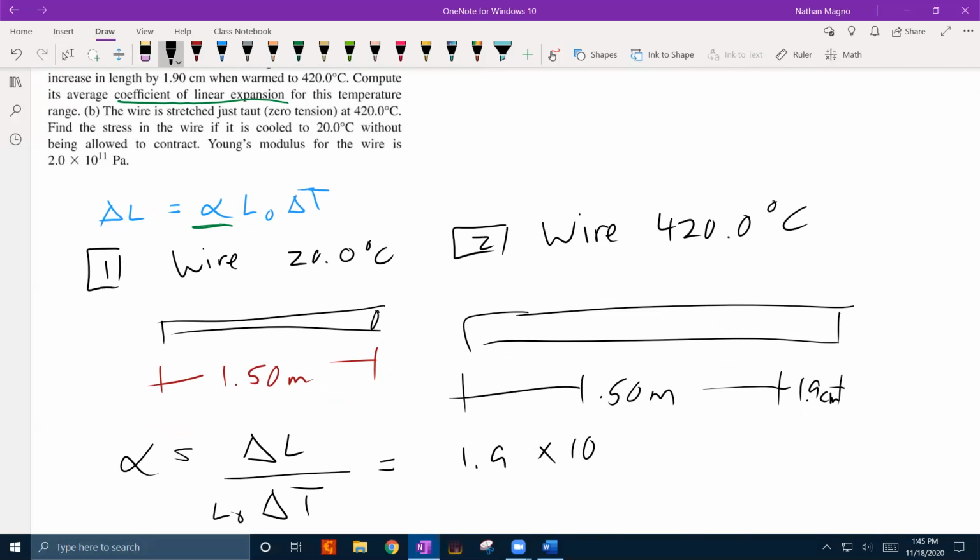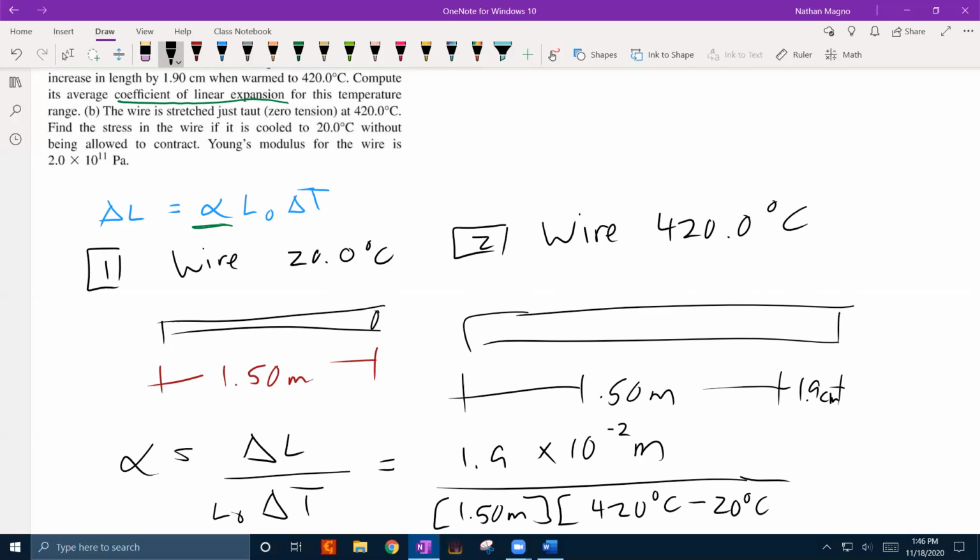1.9 times 10 to the negative 2 meters, over 1.50 meters, times your temperature change, so final minus initial in this case: 420 degrees Celsius minus 20 degrees Celsius. And you should get the coefficient of linear expansion is 3.2 times 10 to the negative 5 inverse degrees Celsius. Does that make sense?